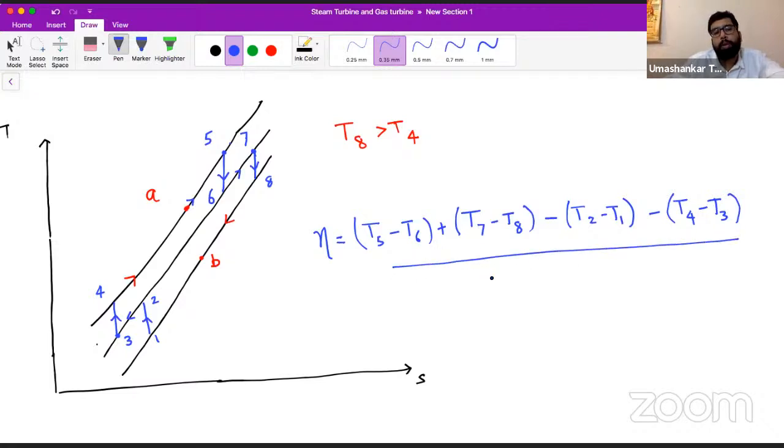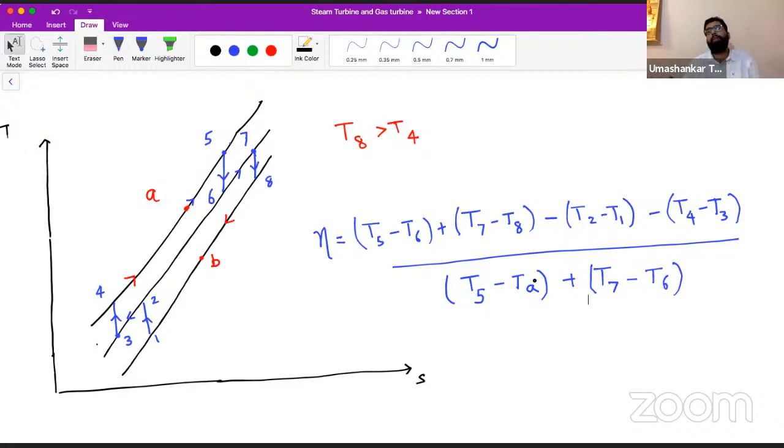Upon the input. So what is our input? Heat is added in the combustion chamber from A to 5. So this is the heat added in the combustion chamber, T5 minus TA, plus the heat added in the reheater, that is T7 minus T6. So this will be the efficiency of this combined cycle.